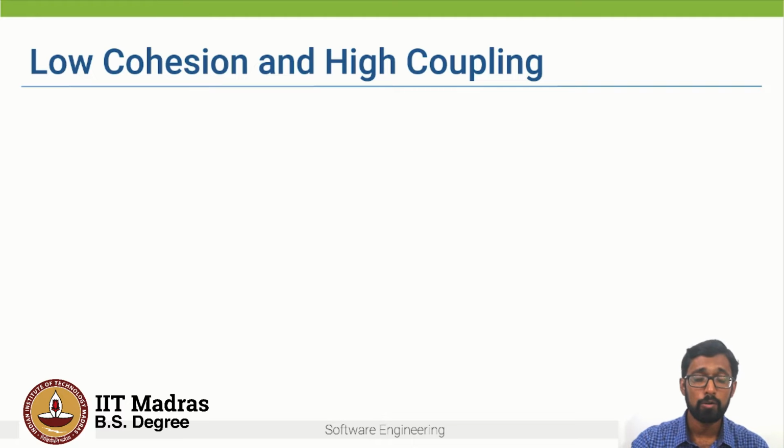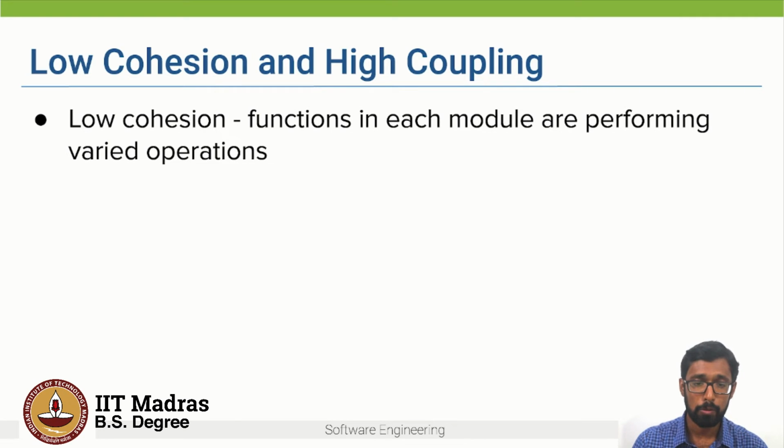So what does low cohesion mean? Low cohesion means that functions in each module are performing varied operations. And is this good or bad? This is not good, right? Because it makes it difficult for developers to understand what the purpose of this module is.